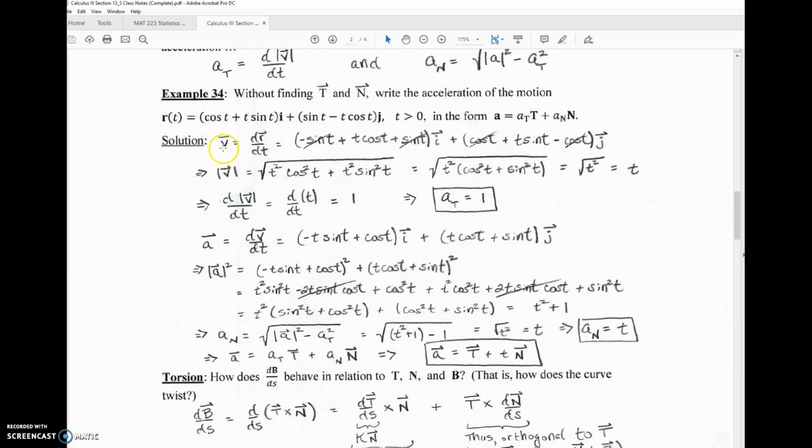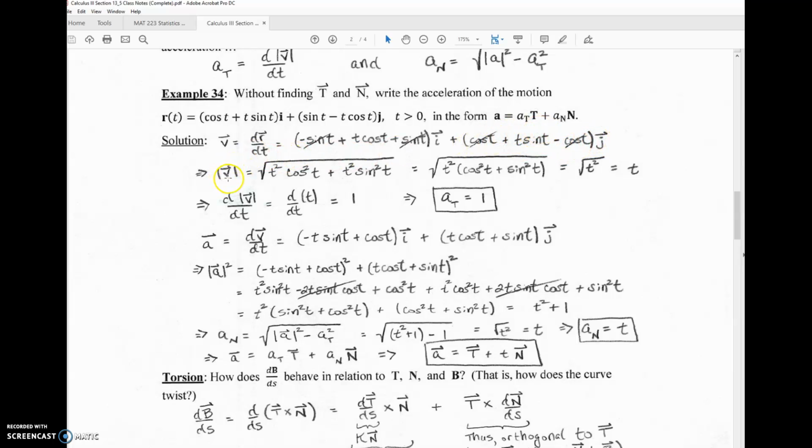First of all, we have r, so we find velocity by finding the derivative of r with respect to t. The derivative of cosine is minus sine t. The derivative of t sine t, I must use a product rule. So that's t times cosine t plus sine of t times 1. We can see that minus sine t and sine t cancel, which is helpful. When I take the derivative of sine t minus t cosine t, the derivative of sine t is cosine t. The derivative of minus t times cosine t is minus t times minus sine t, or positive t sine t, and then cosine t times minus 1, so minus cosine t. Again, the cosine t's cancel here, which is useful.